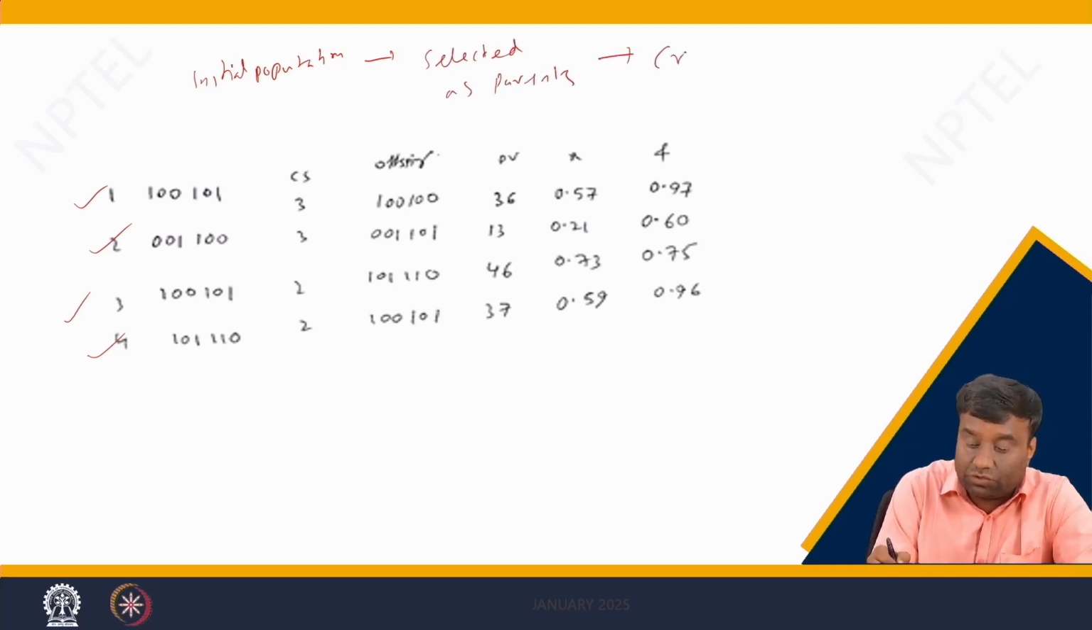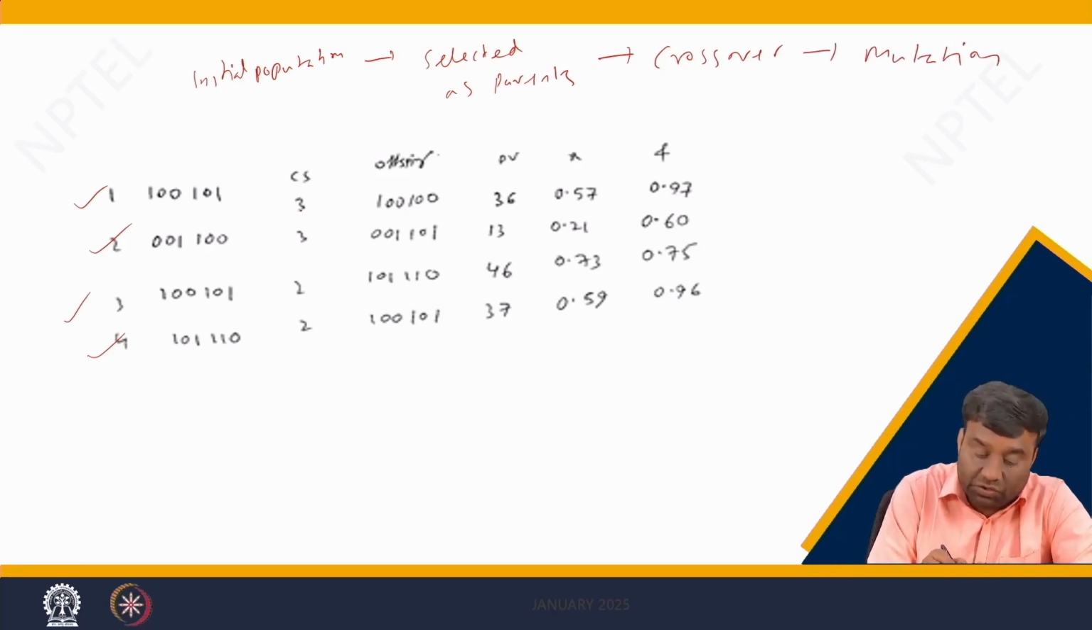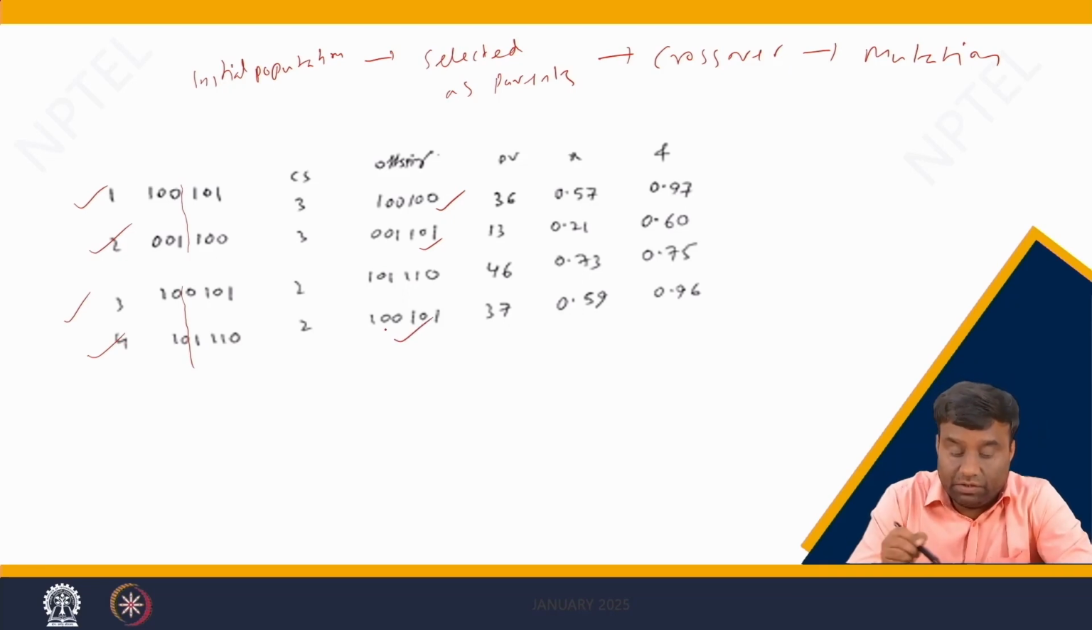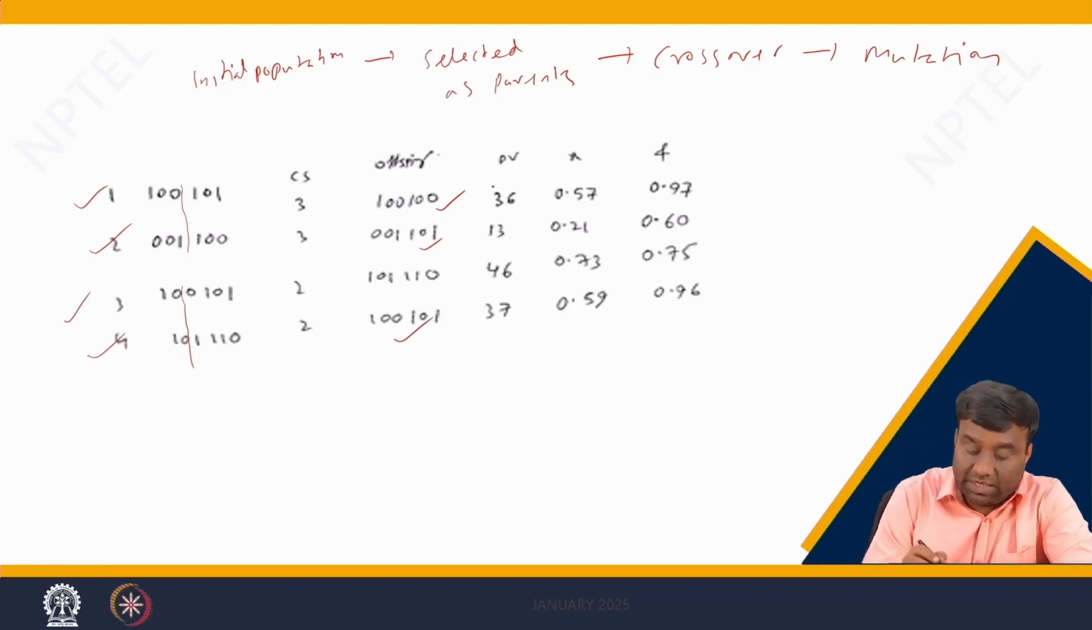So next is crossover, and then it is mutation. Now it is single point crossover. The crossover point here is 3. So this offspring will be 100100. Here the offspring is 001101. Here the crossover point is 2. So here it will be 101110, and this is 100101. So those are the offspring.